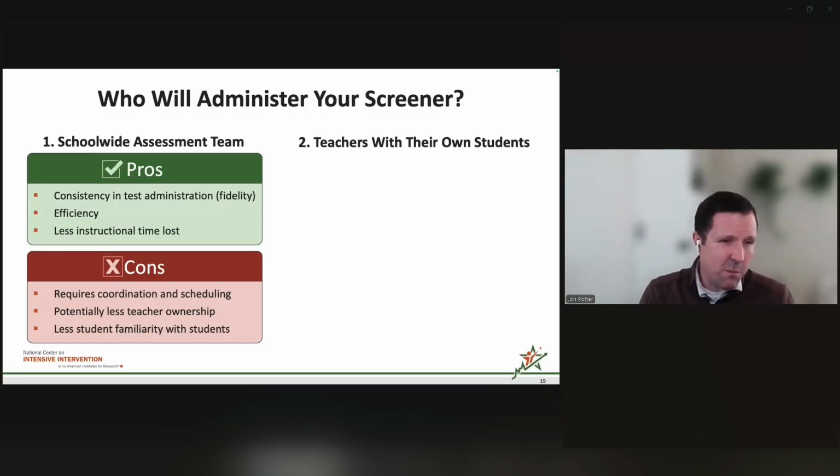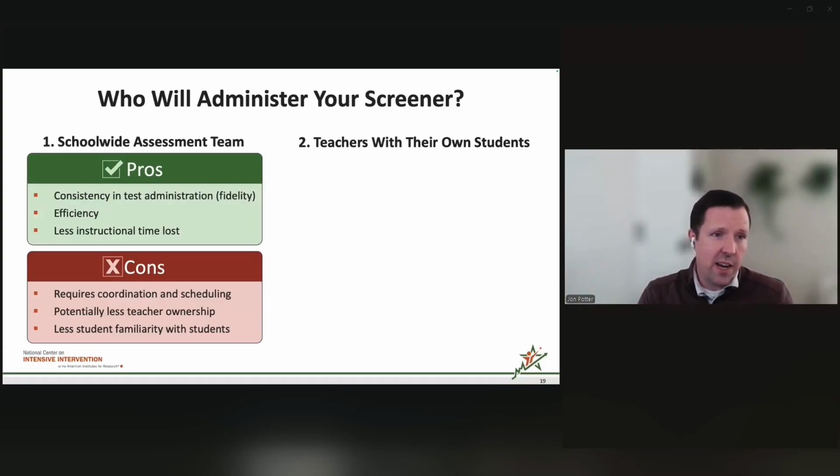Going along with that second point, teacher ownership, the other piece to that is that it's important for teachers to hear their kids read. Sometimes we get caught up in the score kids get on these screeners, and we get less concerned with how a student got that score. But while the score is important, sometimes it's more important how the student got that score. What type of errors did they make? Were they fast? Were they slow? Where did they slow down? When they made an error, what did they do? Did they self-correct? Some of those things don't get picked up in a final score. And sometimes it's good for teachers to hear their own students reading. And so that can be a con.